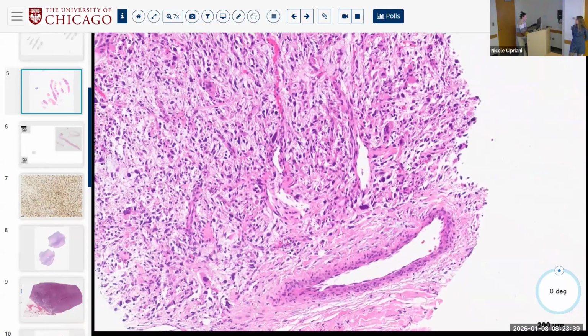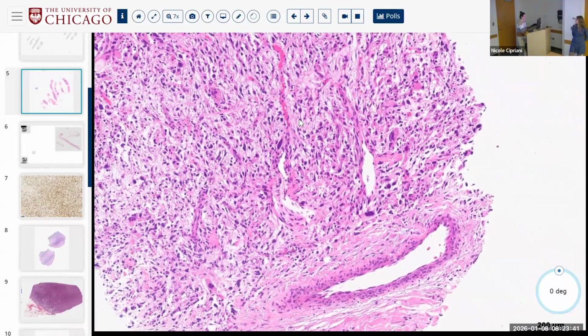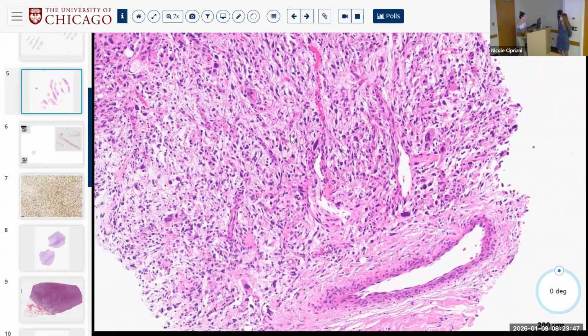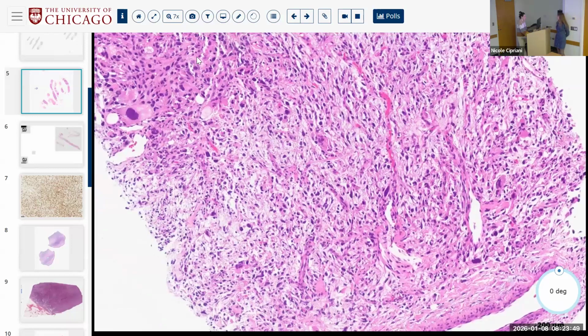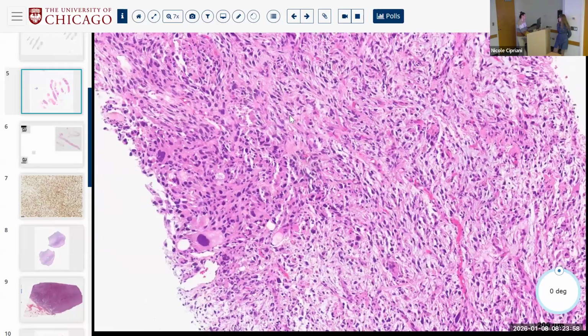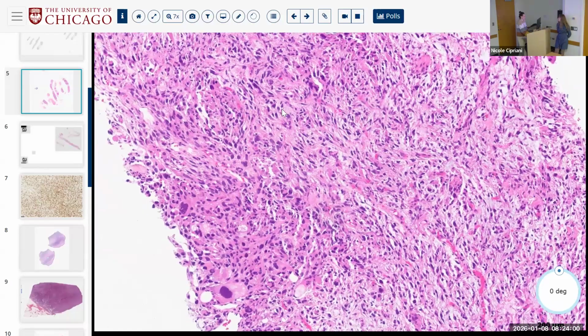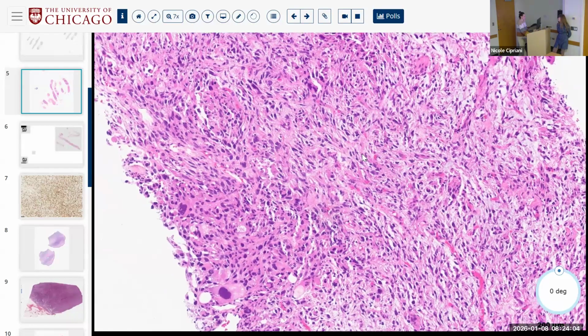Any other big pathognomonic things here? Well, once we learn about what the muscle markers show, we'll talk. Okay, so what muscle markers would you want? Maybe SMA, myogenic. So, are you thinking smooth muscle or skeletal muscle differentiation? I'm thinking skeletal muscle. Okay, so is SMA going to help you with skeletal muscle? No. What cytoplasmic intermediate filament is going to help you with skeletal muscle differentiation?